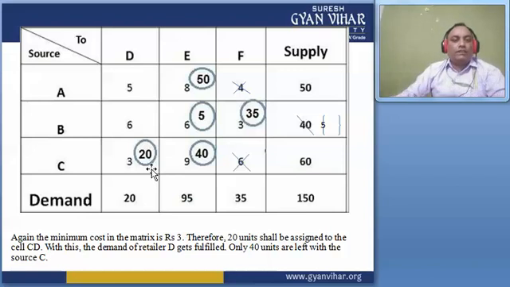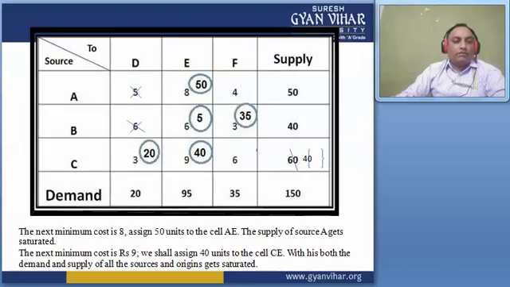So 60 minus 20 is 40 units left. So here you can write 40 units, and the 5 units left we can write in this column. Then move to the next step. The next minimum cost is 8. Assign 50 units to the cell AE, because here supply is 50.